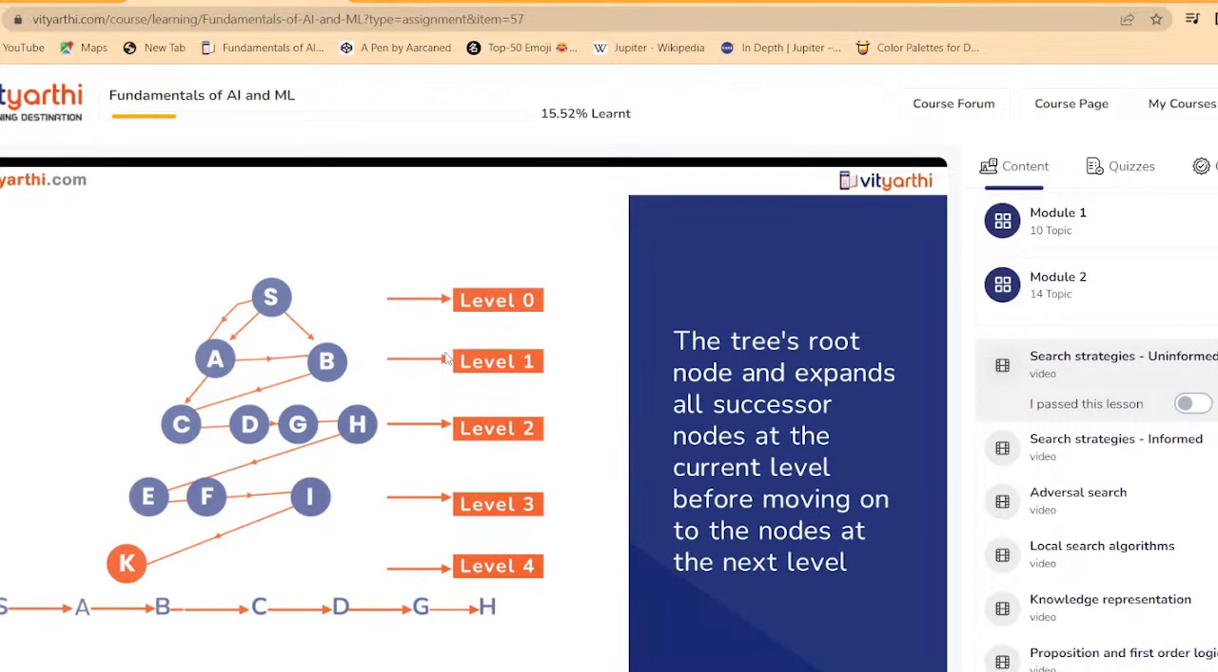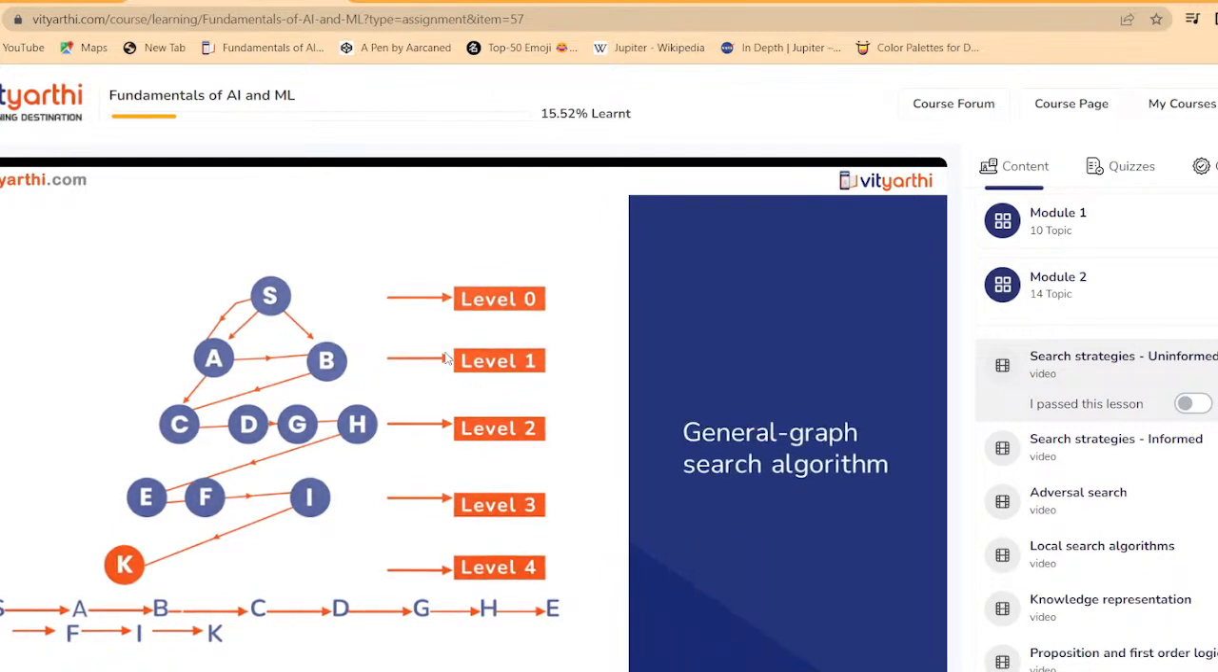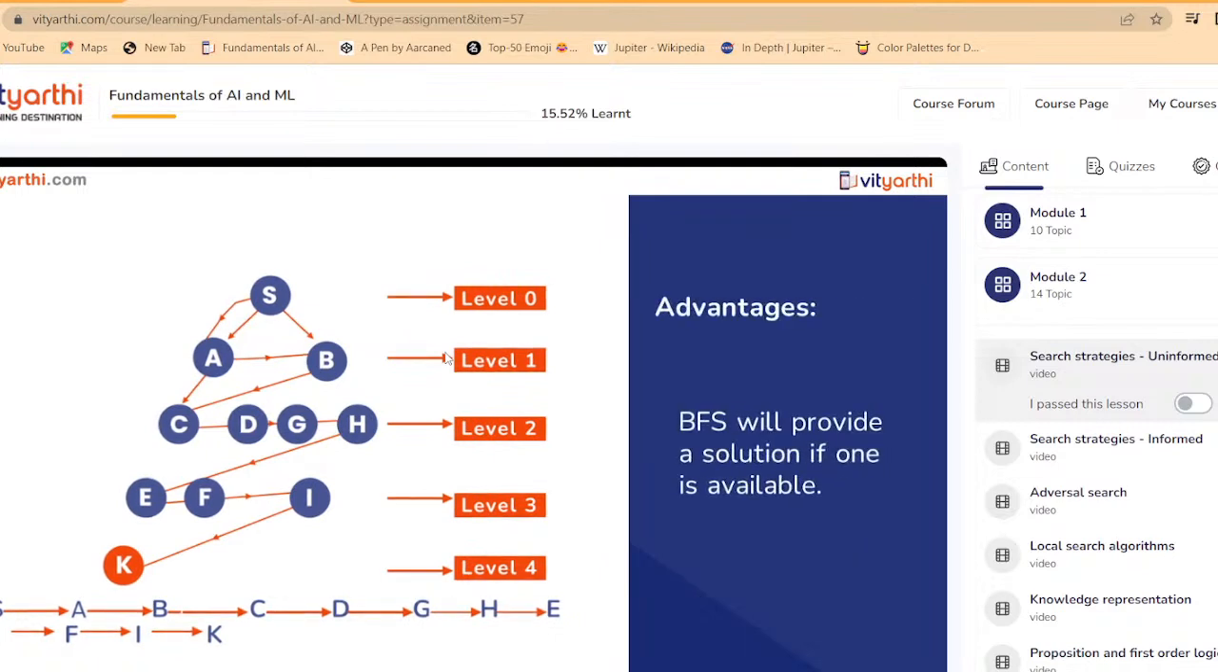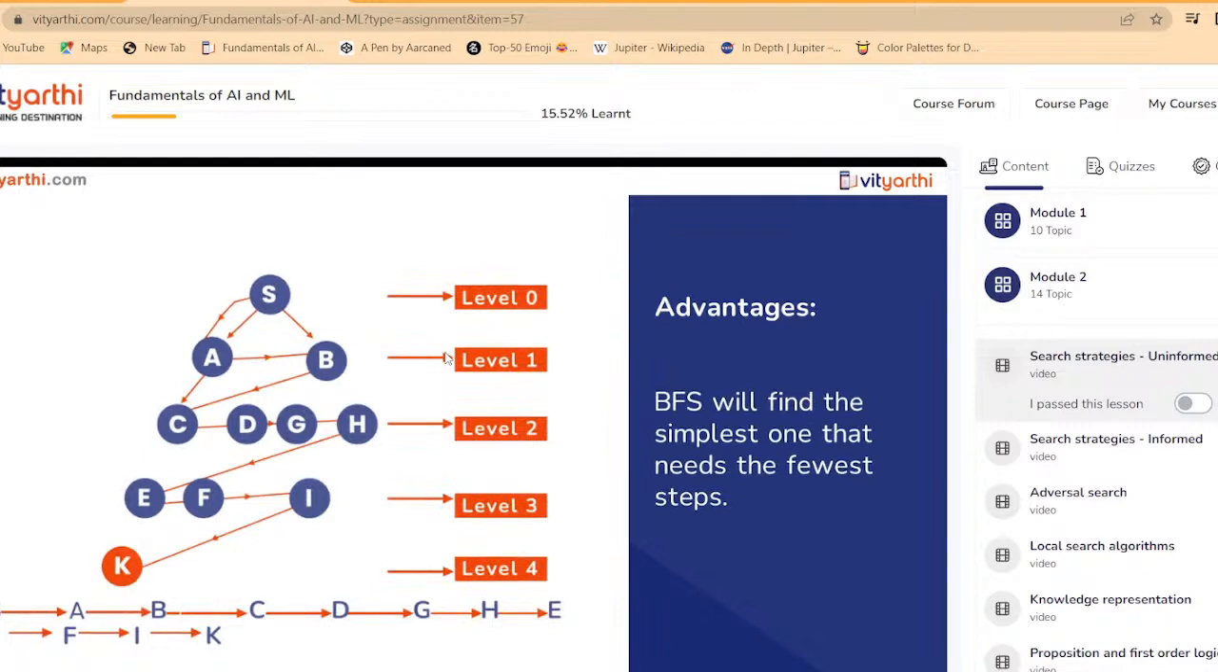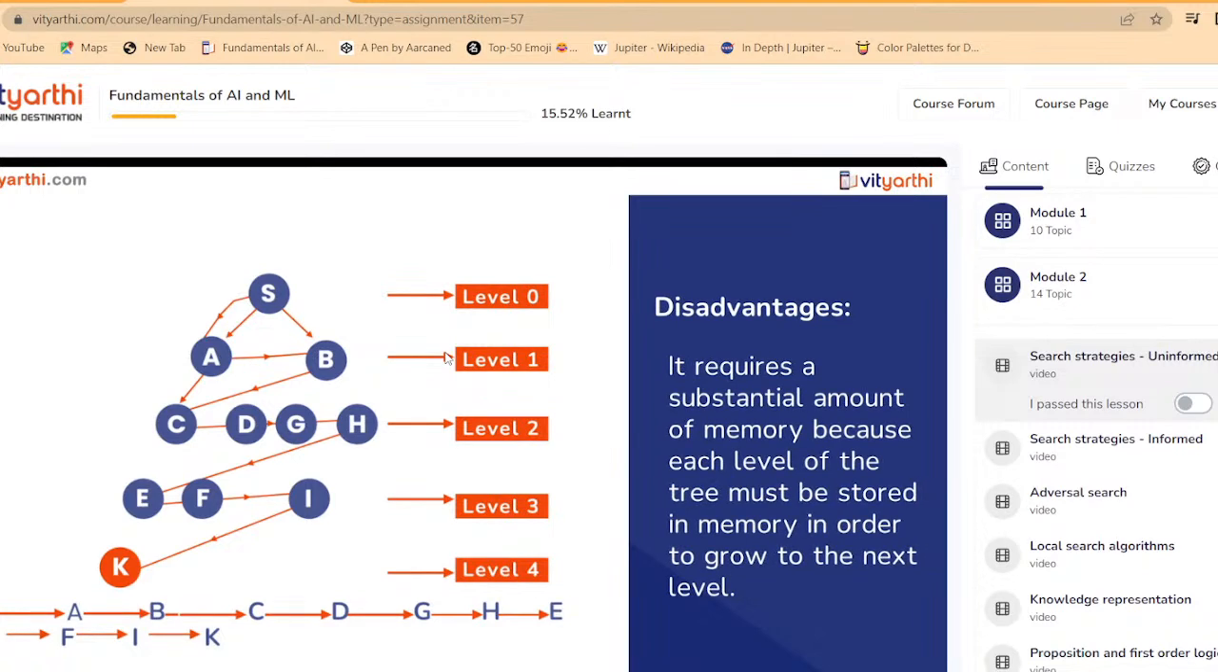This algorithm begins searching at the tree's root node and expands all the successor nodes at the current level before moving on to the nodes at the next level. The breadth first search algorithm is a general graph search algorithm. The major advantages of this breadth first method are it will provide a solution if one is available. If there is more than one way to solve the problem, then BFS will find the simplest one that needs the fewest steps. This method has some disadvantages.